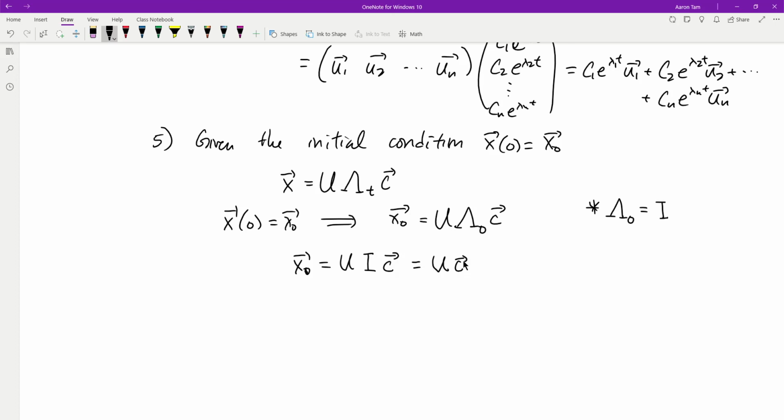And so now if I want to find c, what do I do? Well, notice that matrix U is formed by linearly independent eigenvectors. And therefore, we can safely assume that U must have an inverse. And with that being said, U is invertible.